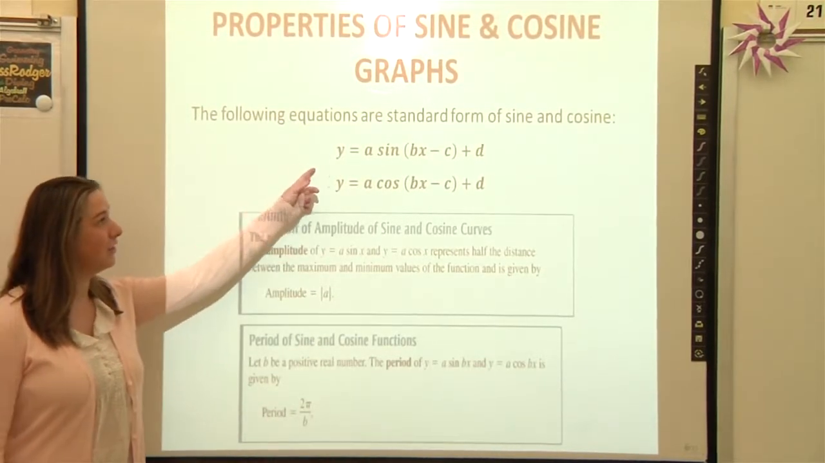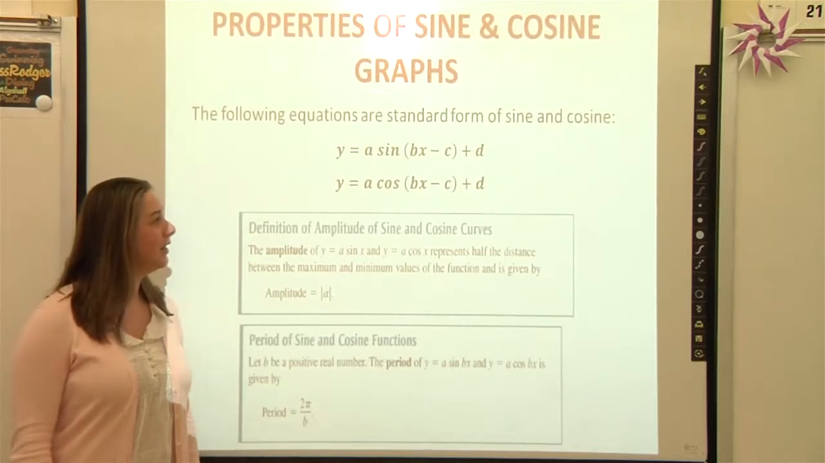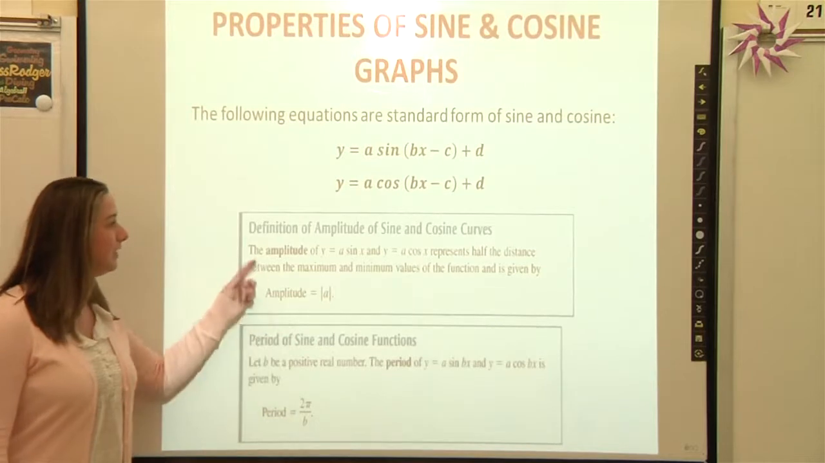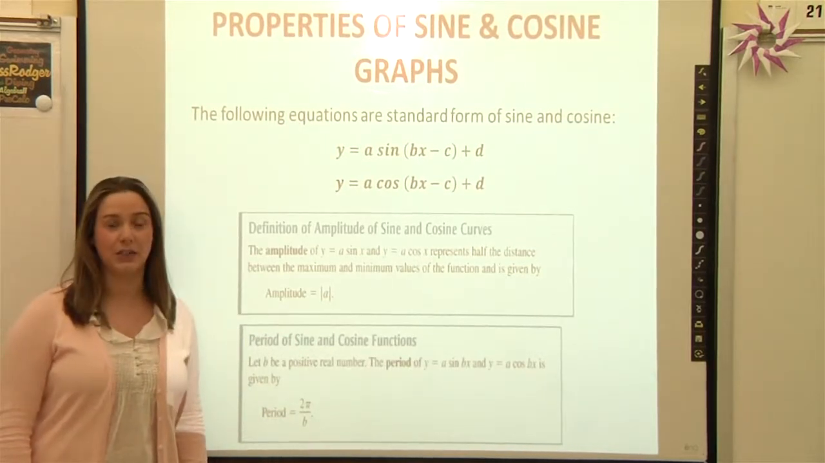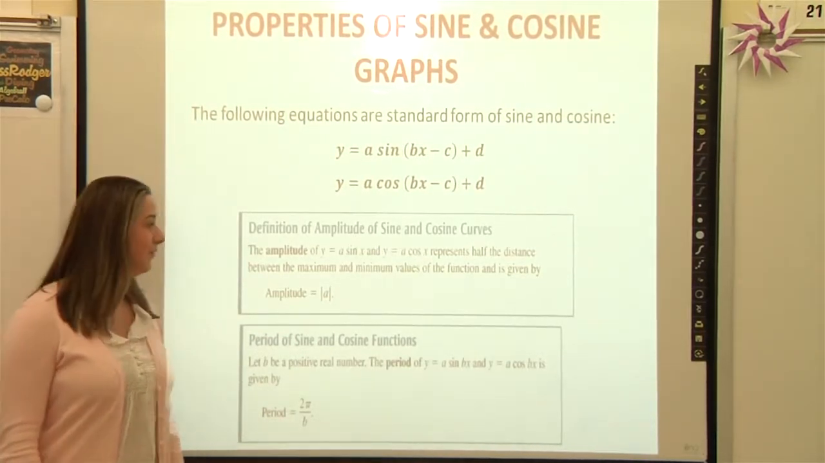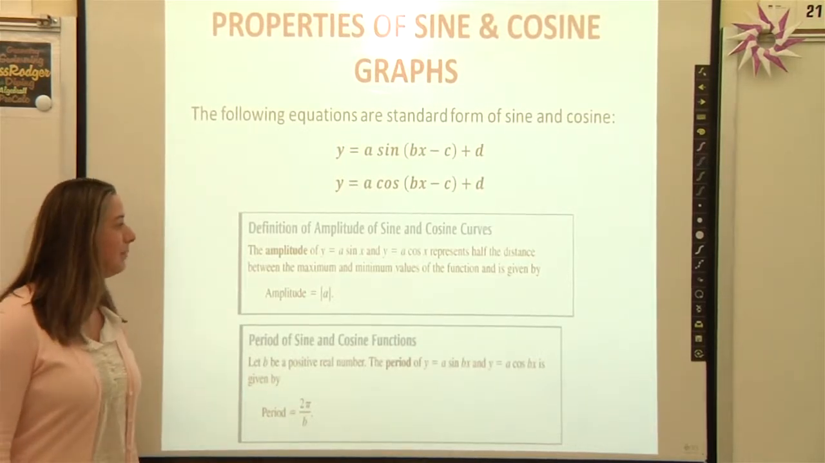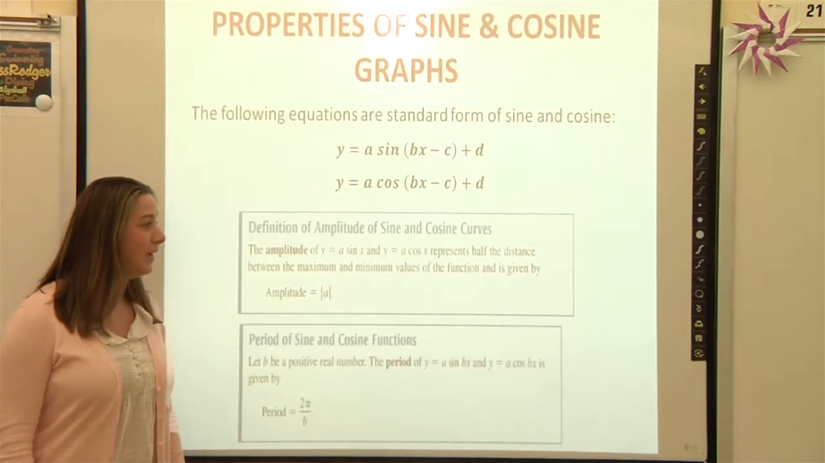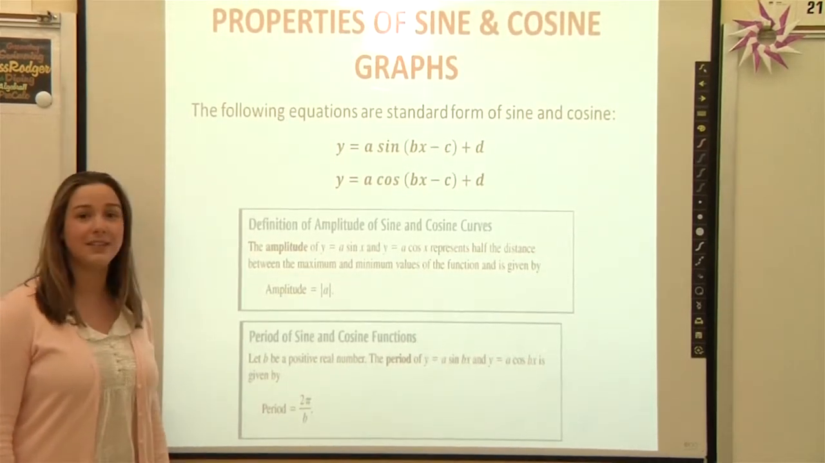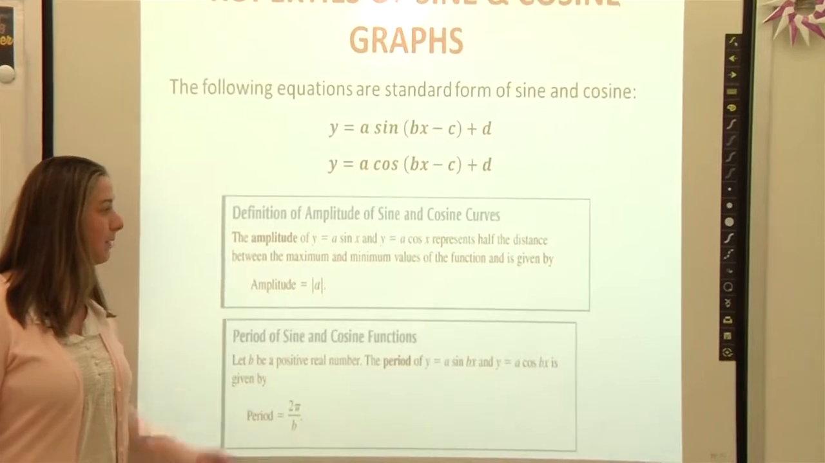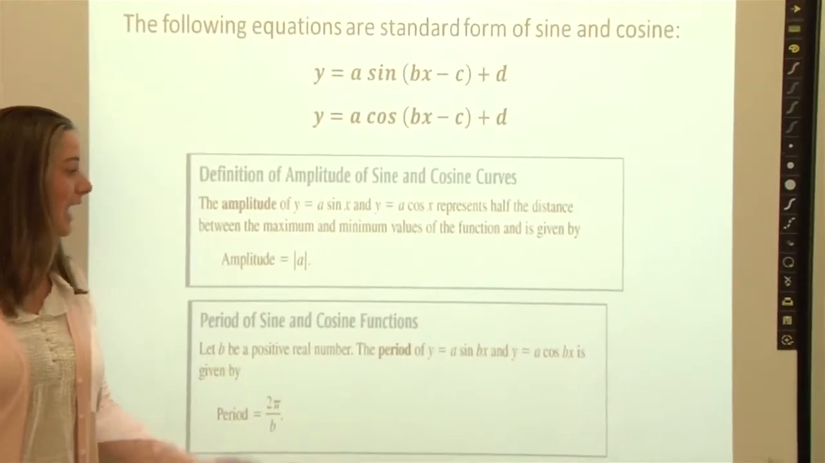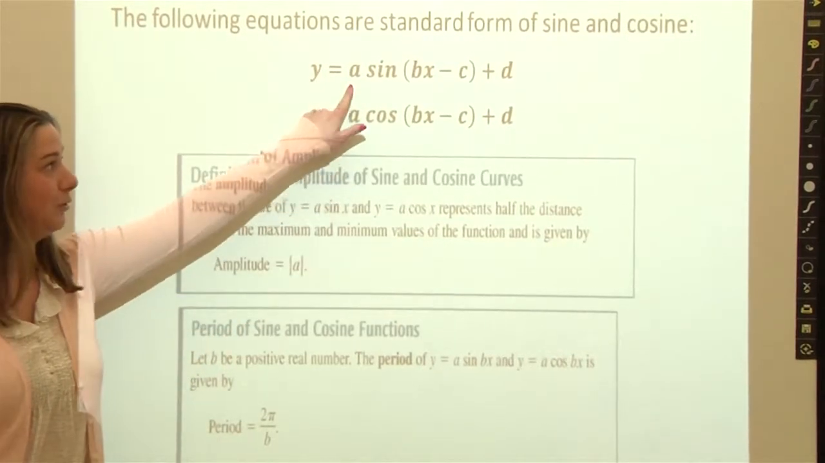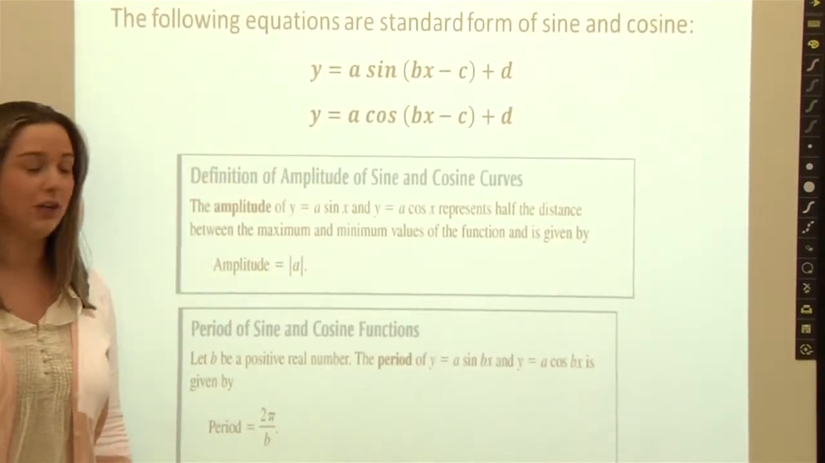The following equations are the standard form of sine and cosine. We're going to use both of these when we start graphing. So let's think about what the amplitude is for sine and cosine. The amplitude is a key feature of both of these graphs. The amplitude of y equals a sine of x and y equals a cosine of x represents half the distance between the maximum and minimum values of the function and is given by the absolute value of a, in both of those two equations.